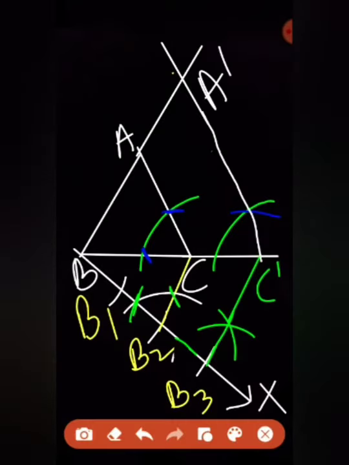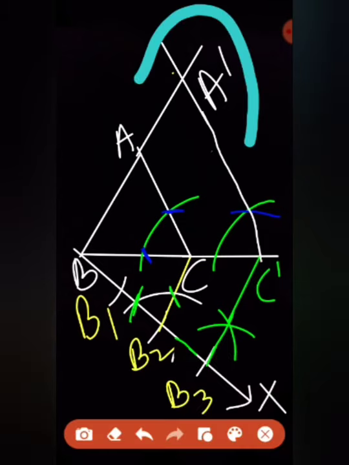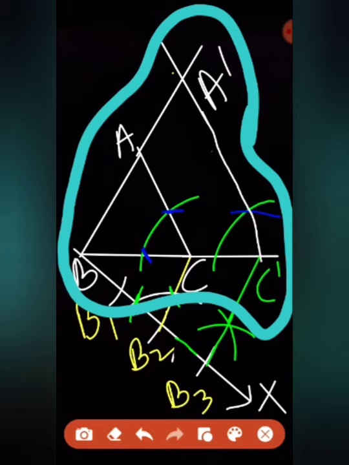Now the required triangle here, which we need to construct, let me do it in blue. The required triangle is this one. A dash, B dash, C dash is the required triangle which we were asked to draw in the question.